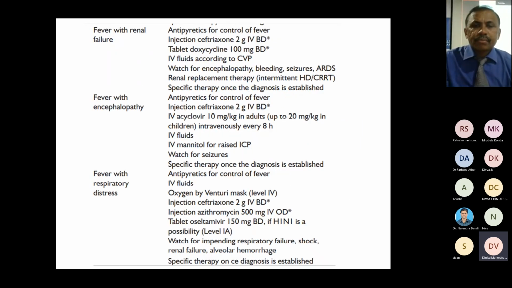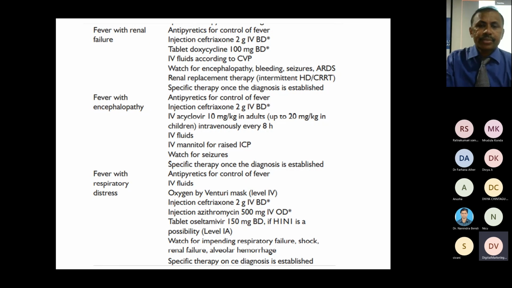So fever with renal failure, along with antipyretics, ceftriaxone, doxycycline, IV fluids as per the clinical examination, or the CVP or IVC compressibility. You watch for encephalopathy, bleeding, and then seizures, ARDS, renal replacement therapy. Based on the patient's condition, you would go for intermittent hemodialysis or continuous renal replacement therapy, and then hit the specific cause if the diagnosis is established.